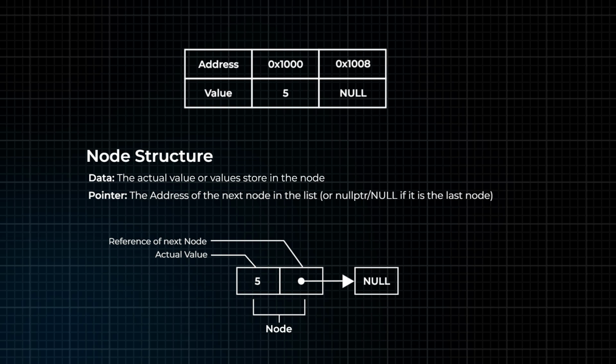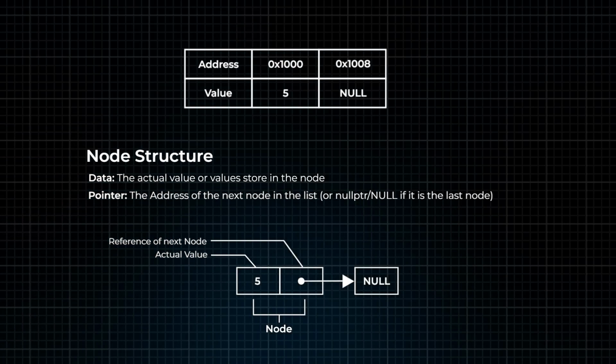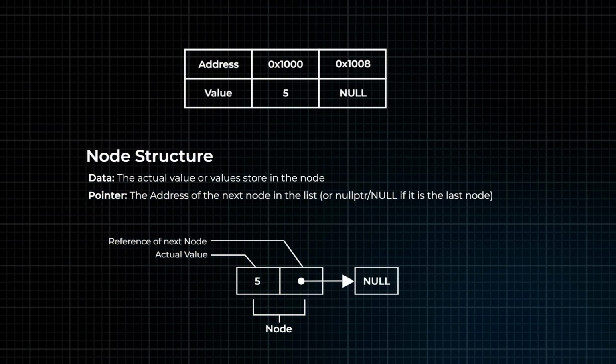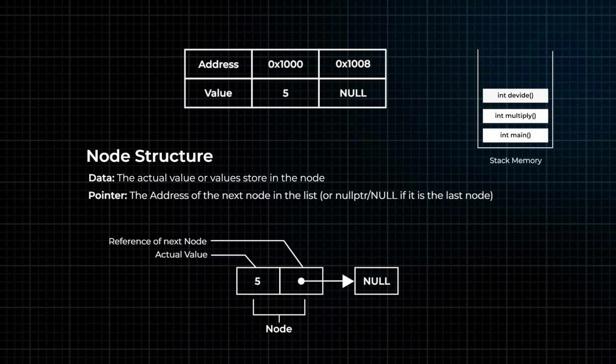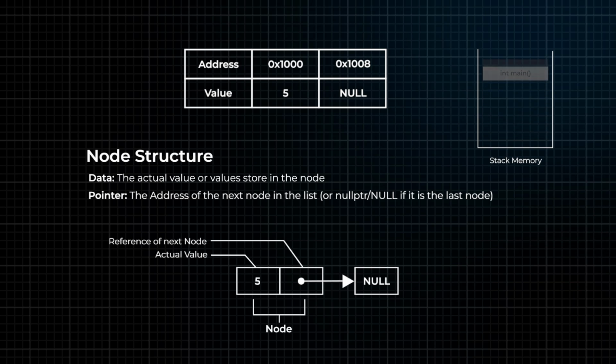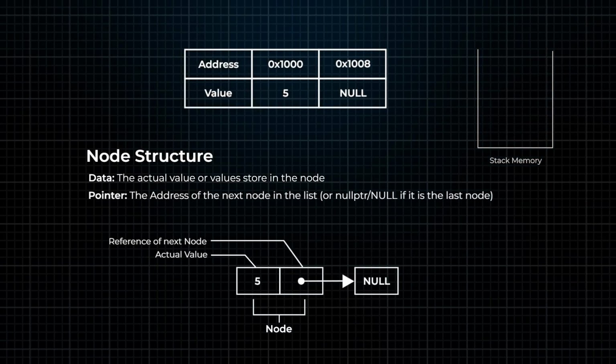When you create a linked list, the nodes are allocated in heap memory. Heap memory is a region of the computer's memory used for dynamic memory allocation. Unlike stack memory, which is managed automatically and operates in last-in first-out manner, heap memory allows for more flexible and complex memory management.